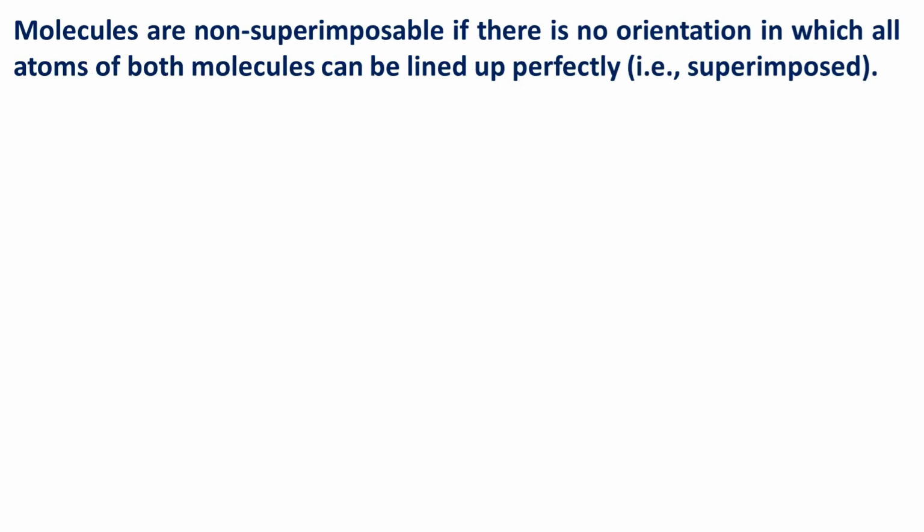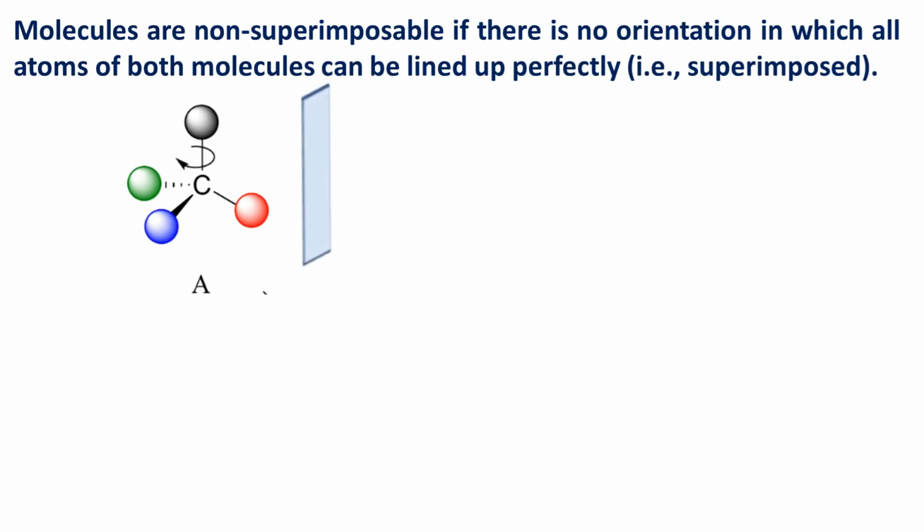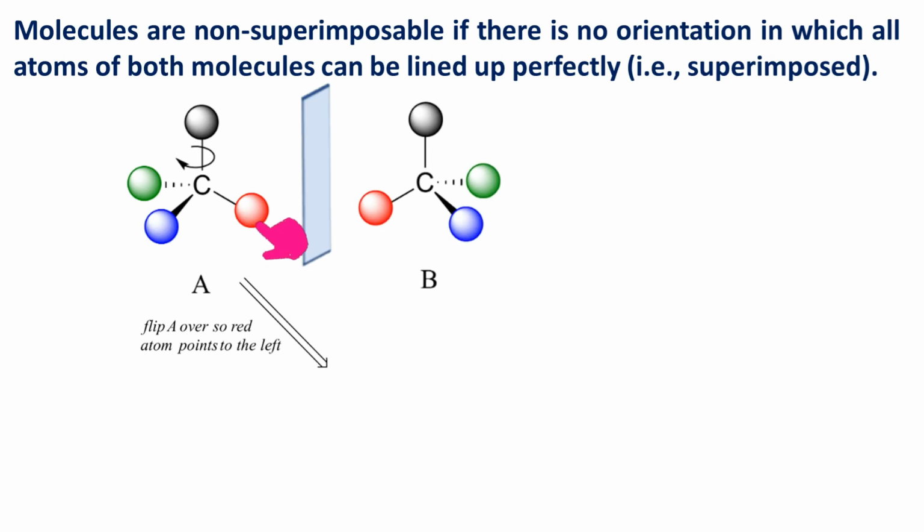To understand this, let us take this molecule A, in which carbon is joined to 4 different groups depicted by different colors. Its mirror image is like this, denoted as B. We have seen that the two can't be superimposed. Let us flip A over so that this red group points towards left. After flipping, we get this representation. This is still molecule A, as we have rotated the molecule.